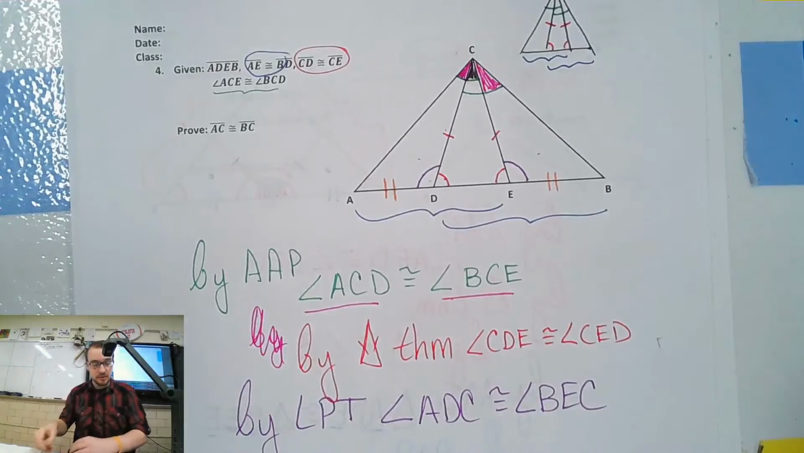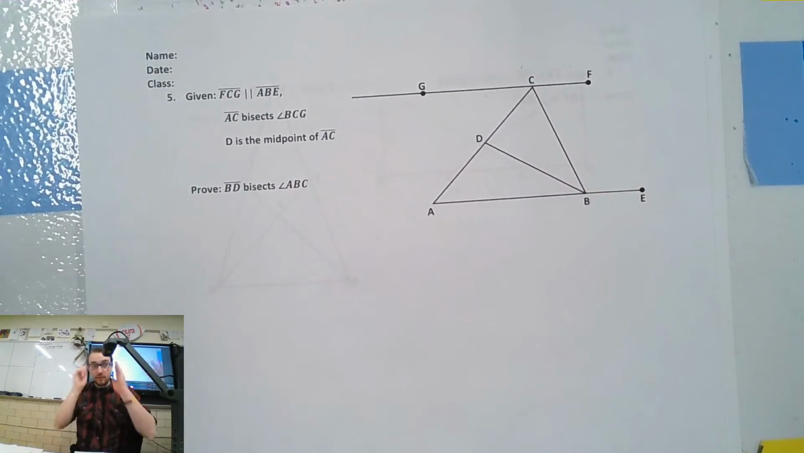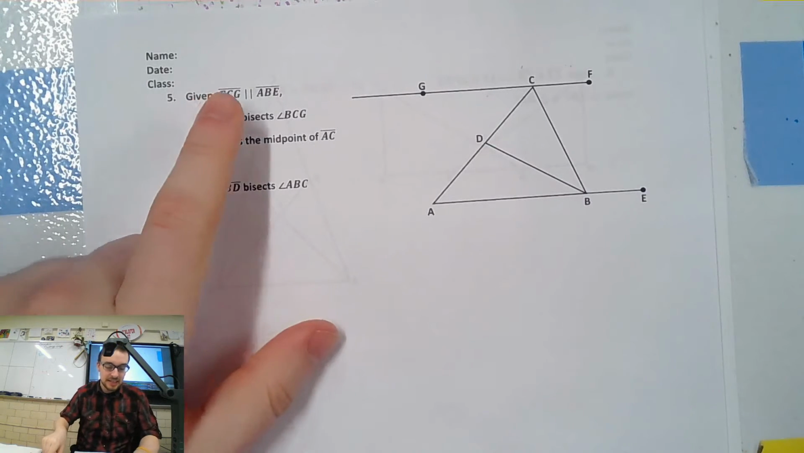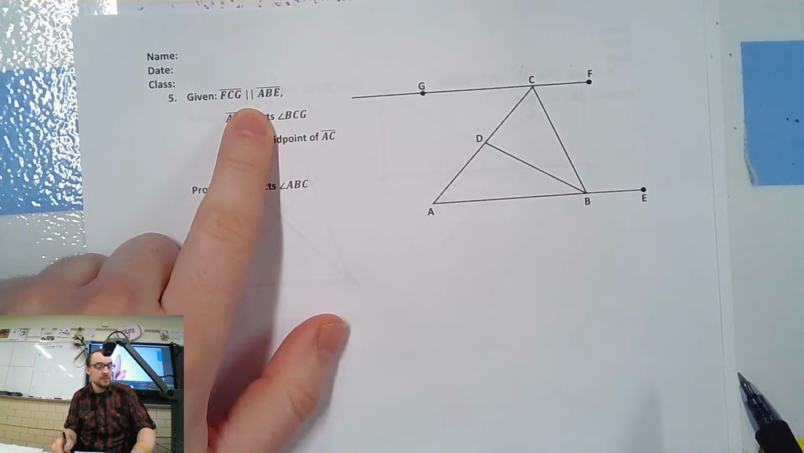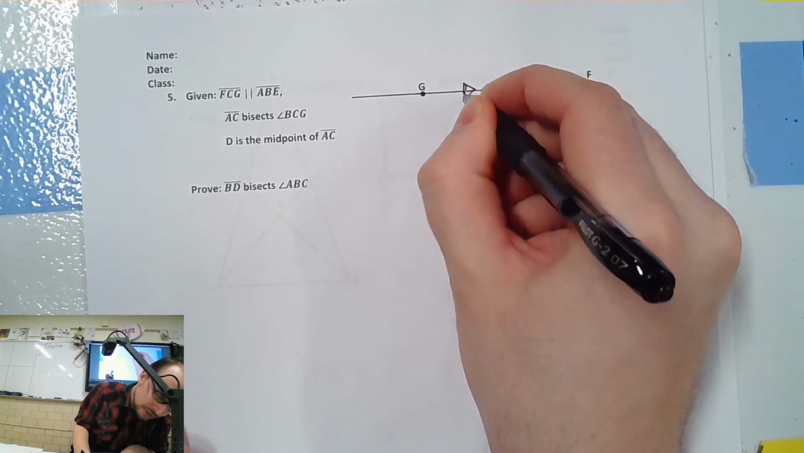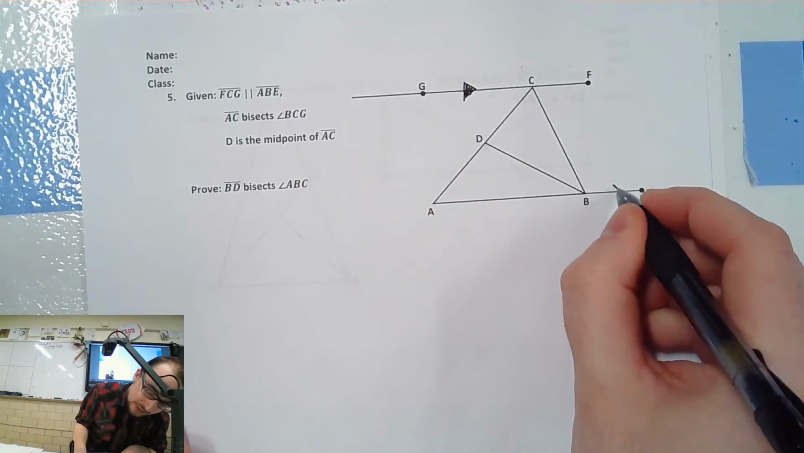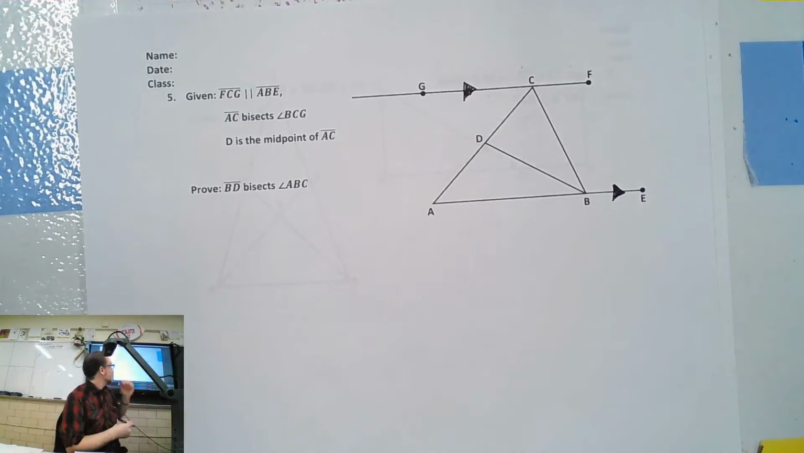Okay, let's look at 5. Buckle up. Don't be afraid of parallel lines. I hope after today you guys will feel more comfortable. It says FCG is a line, and ABE are a line, and they're parallel. That's what that means. So FCG is this line right here. So I'm going to put a parallel symbol in. Same thing here. So those lines are parallel.